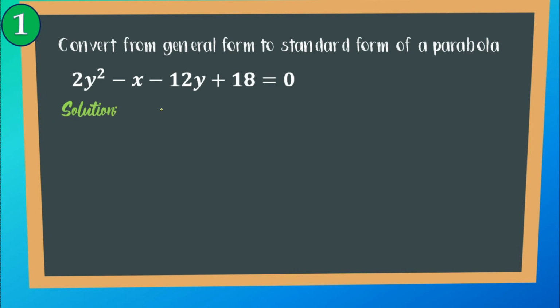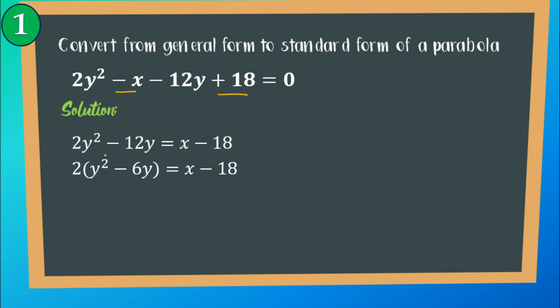Okay, let's have 2y squared minus x minus 12y plus 18 equals 0. So, first natin gagawin, i-group natin yung 2y squared tsaka yung 12y. Tapos yung minus x naman tsaka yung positive 18, i-move natin to the right side. So, magiging 2y squared minus 12y equals x minus 18. Okay? Tapos, since yung common na 2 here, factor out natin. So, 2 times quantity y squared minus 6y equals x minus 18.